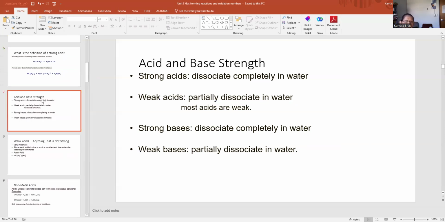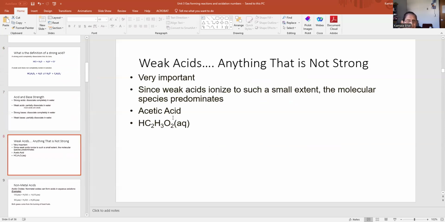Now, acid and base strength. Strong acids dissociate completely in water. Weak acids dissociate partially. Strong bases completely dissociate in water, and weak bases partially dissociate in water. A weak acid is anything that is not strong. Very important: since weak acids ionize to such a small extent, the molecular species predominates.